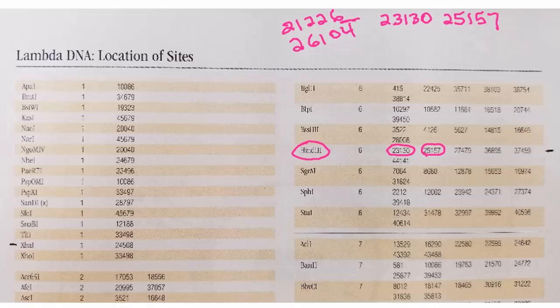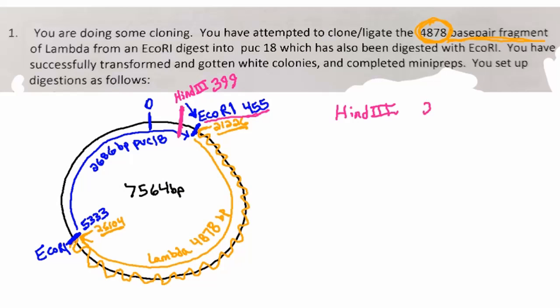But then this next one is 27479. Now that's over the 26,104, so that's not going to fit in there, and neither are any of these. So we just have this 23,130 and 25,157 Hind 3 sites on the lambda.